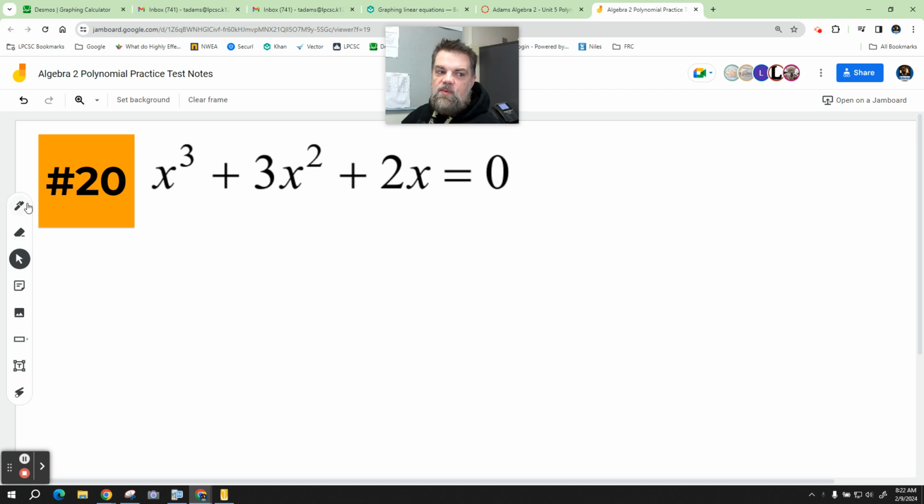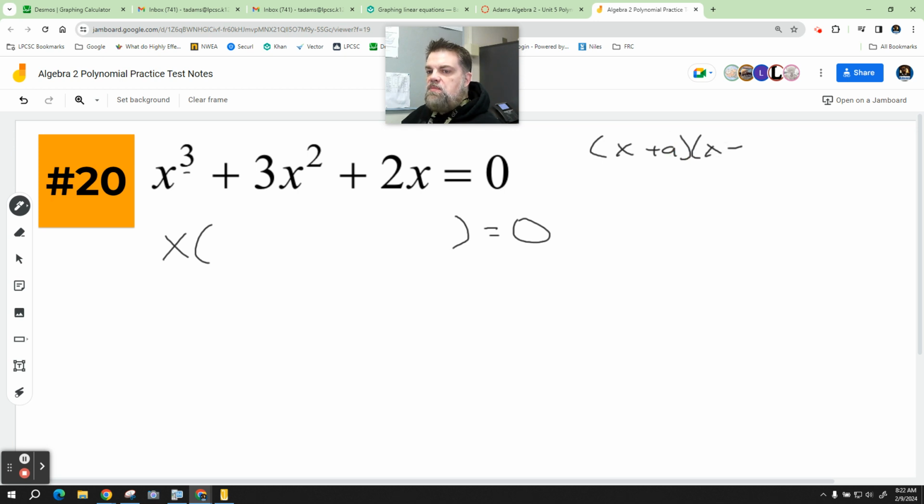So I noticed that every one of these has an x, right? So I'm going to pull an x out. Our goal is still the same, by the way. This is a third degree polynomial, so I want it to be like x plus a, times x plus b, times x plus c, and that'll be equal to 0. And then we find our solutions by saying x plus a equals 0 and solving, and x plus b equals 0 and solving, and so on and so forth, okay?